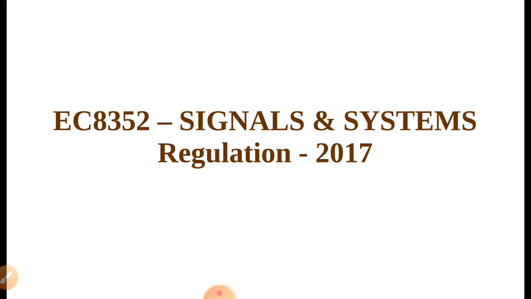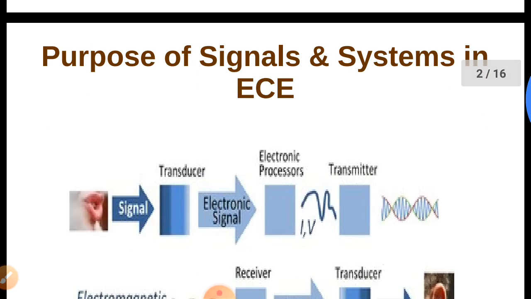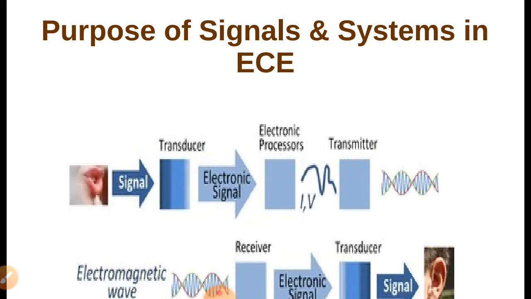First, we should understand the purpose of having the subject Signals and Systems in our curriculum, right? As an electronics and communication engineer, why should we study signals and systems? What is the purpose? Yes, signals. Signal means to carry or convey some information from one person to another person, from one place to another place. Without signal, we cannot communicate. If you want to communicate anything, we need some kind of signals.